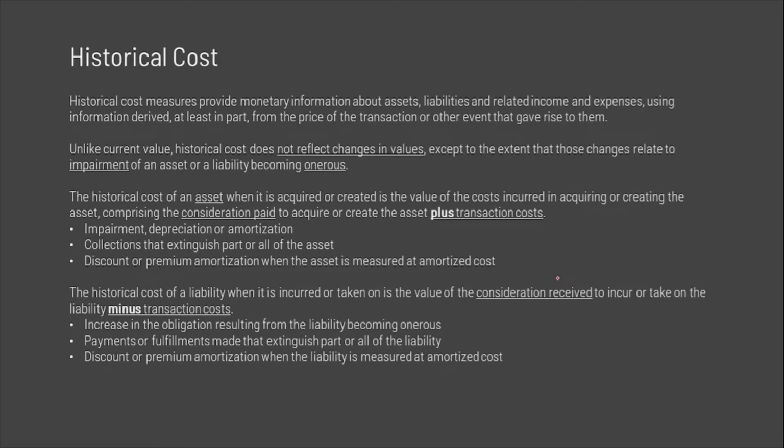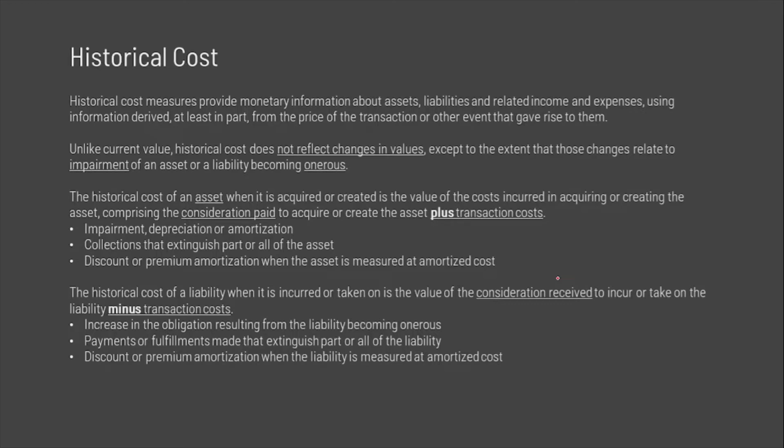Let's first talk about historical cost. The historical cost of an asset is the consideration paid to acquire the asset plus transaction cost. Again, the consideration paid plus transaction cost. The historical cost of a liability is the consideration received to incur the liability minus transaction cost. Again, for liability, it is the consideration received less the transaction cost.